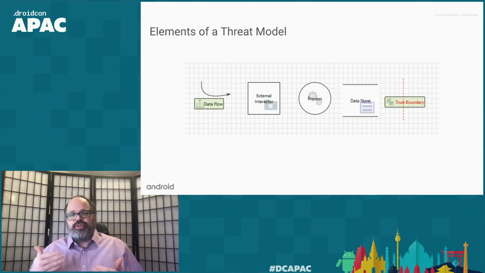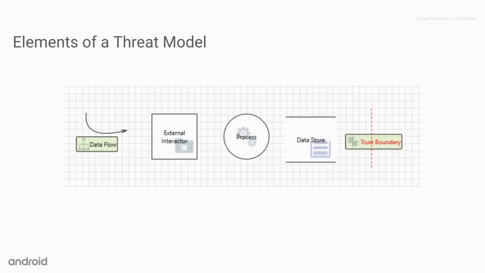Oftentimes, that's a place you don't control, such as a human or a third-party service. A process can be either an actual service running on a device, or it can be a logical conceptual grouping of processes that do the same thing. For example, a web service can be drawn as a single process, even though it consists of multiple worker roles that are doing the same functional thing or all working to achieve the same functional goal. A data store is oftentimes a database. They can also be a file on a disk or a memory location. And then finally, we have trust boundaries. Trust boundaries are any time data flows to or from a system that we don't control. And we'll talk a little bit about that in a second.